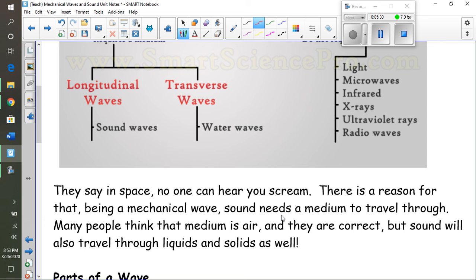Class example here, a little bit of fun, I guess. In space, no one can hear you scream. I don't recommend going to space and taking off a helmet, but if you find yourself in that situation, no one will hear you. There's nothing for the sound to travel through. Sound, being a longitudinal mechanical wave, needs that medium.